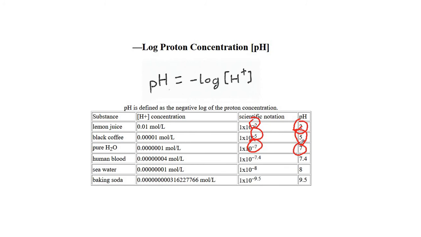Human blood, 0.00000004, or 1 times 10 to the negative 7.4 moles per liter of protons, or that's the proton concentration rather, for a pH of 7.4. Same thing with seawater. Its proton concentration is 1 times 10 to the negative 8 moles per liter, so it has a pH of 8. Baking soda, 1 times 10 to the negative 9.5 moles per liter for a pH of 9.5. So that's the relationship between pH and proton concentration.